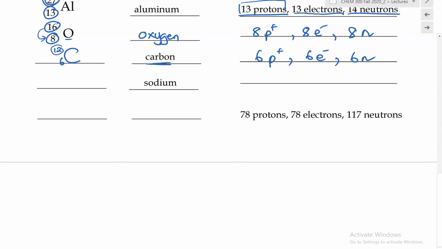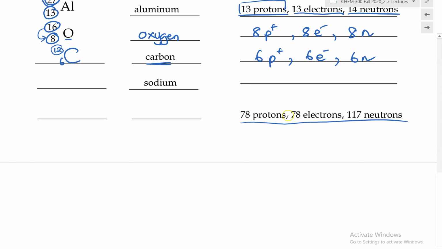Let's now try another example. Given the following information, identify what element this will be. In this case, we are told that an element has 78 protons, 78 electrons, and 117 neutrons. So what element must this be?